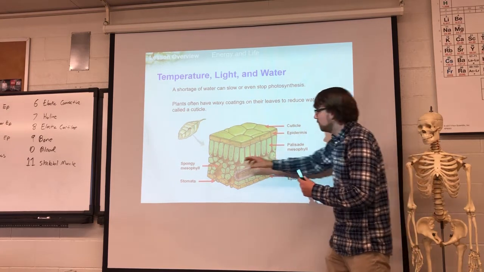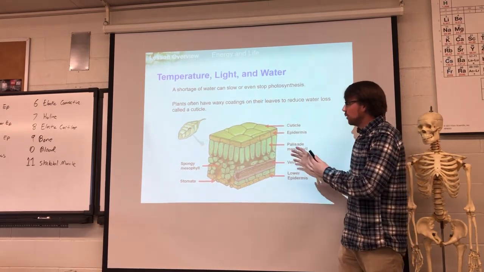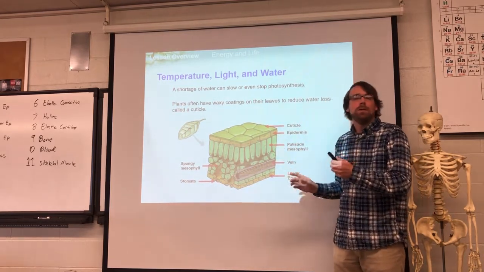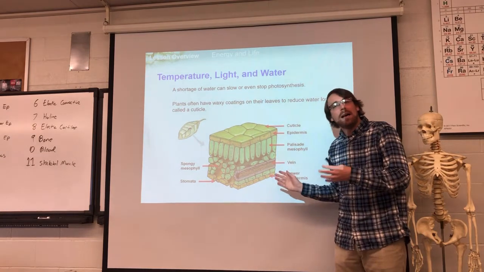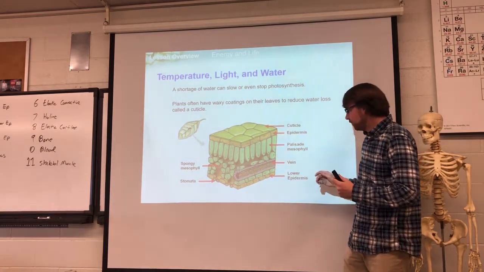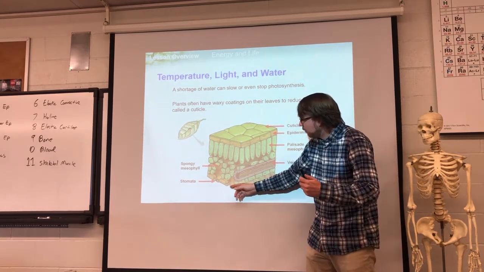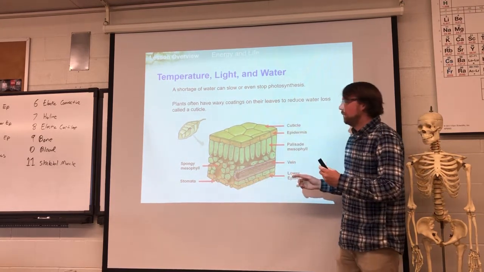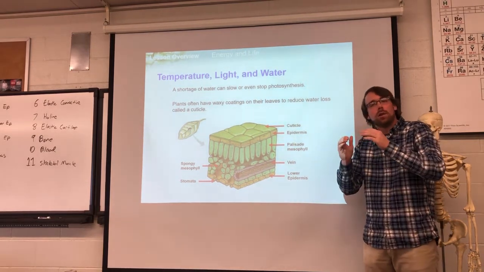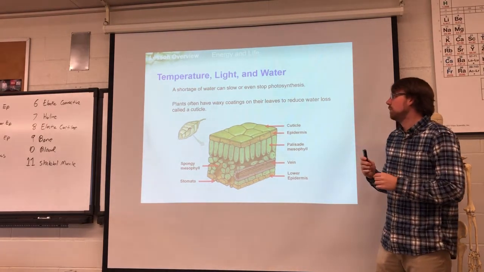Then there's going to be these spongy layers. There's going to be vascular tissue, and there's going to be openings because gas needs to be able to be exchanged. Water and carbon dioxide and oxygen need to be able to get in and out. So it's going to have a lower epidermis. Here, this thing that looks like half a donut is a stomata. That is going to allow carbon dioxide in and out. If it's open, carbon dioxide can get in. If it's closed, no gases can be exchanged.